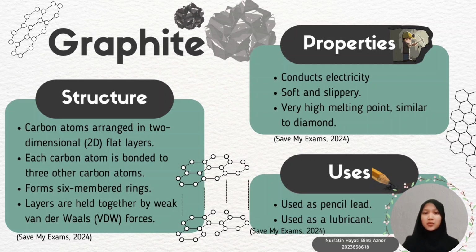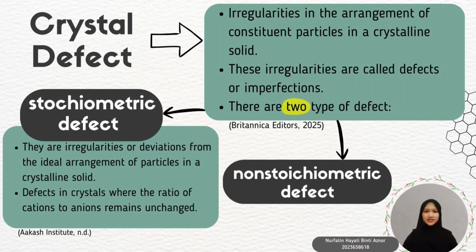Next, I'll talk about our next objective, which is crystal defects. Crystal defects are irregularities in the arrangement of constituent particles in a crystalline solid. This deviation from perfect order is called defects or imperfections. There are 2 types of crystal defects, stoichiometric and non-stoichiometric defects. I will talk more about the stoichiometric defects.